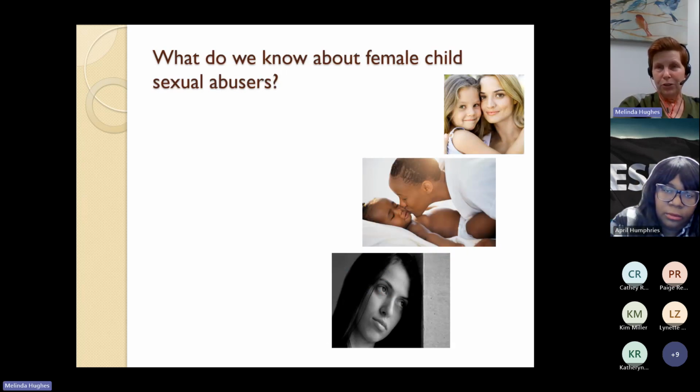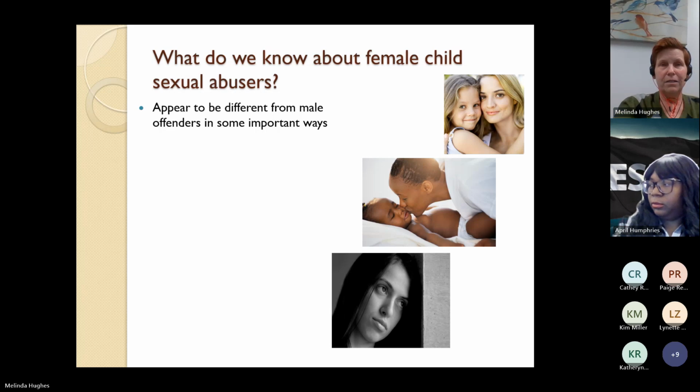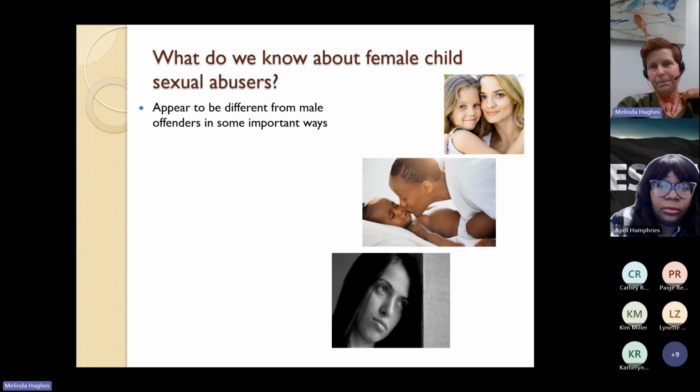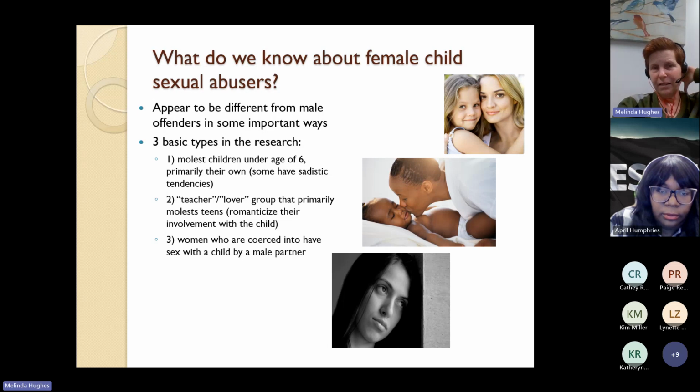For female child sexual abusers, that was an even rarer, less defined, less understood field within child sexual abuse. And Salter kind of really found like they operate differently in many ways. They found 3 basic types in the research of females who act out sexually toward children. One group is they molest children under the age of 6, primarily their own children.